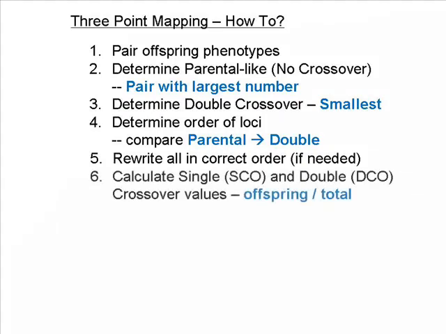Then you simply calculate some mathematical values, the actual values for single crossover and double crossover. It's done by simply taking the number of offspring divided by the total for each of these classes. We'll do that quickly.